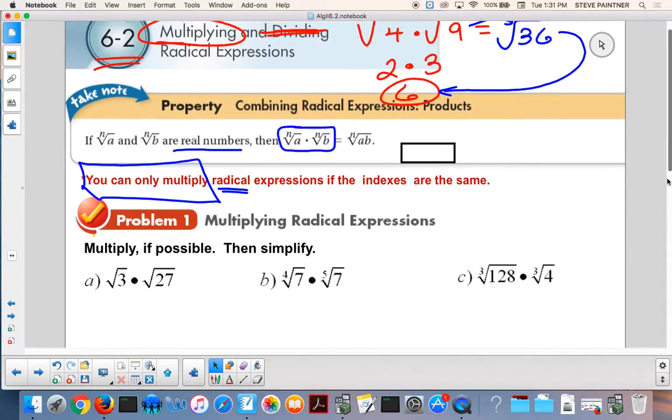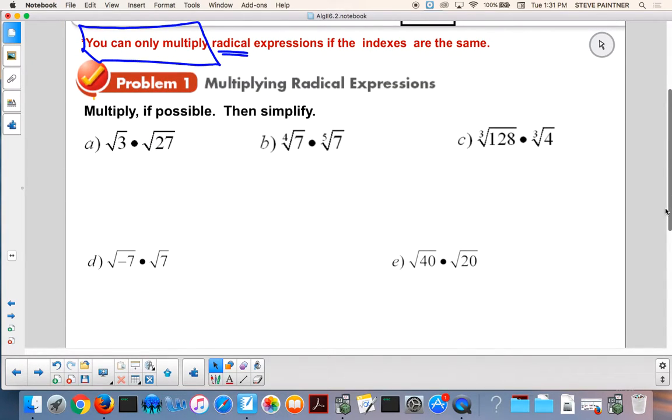All right, so let's go. What if you multiply the indices? That's not a problem. You can't do it.